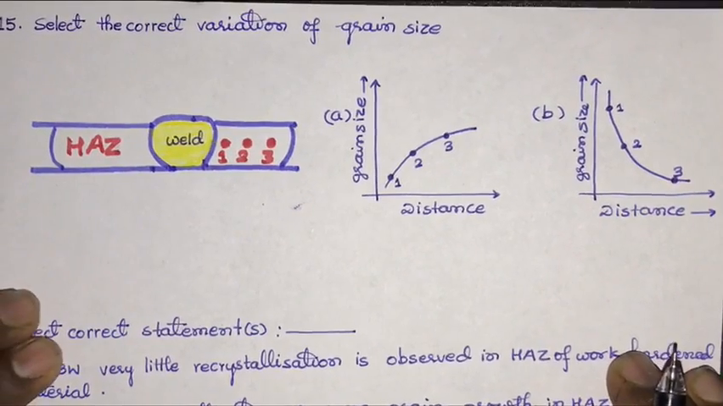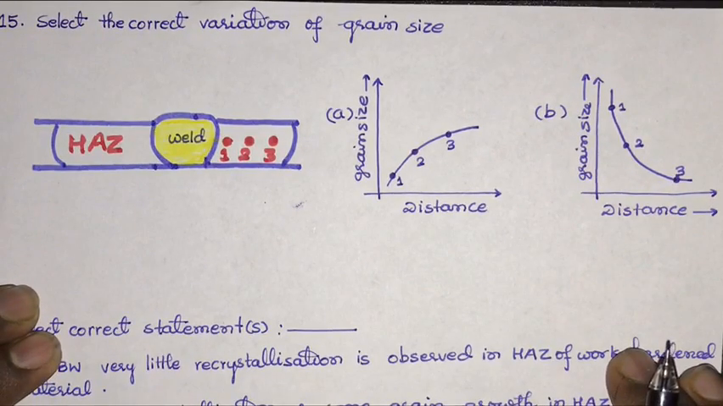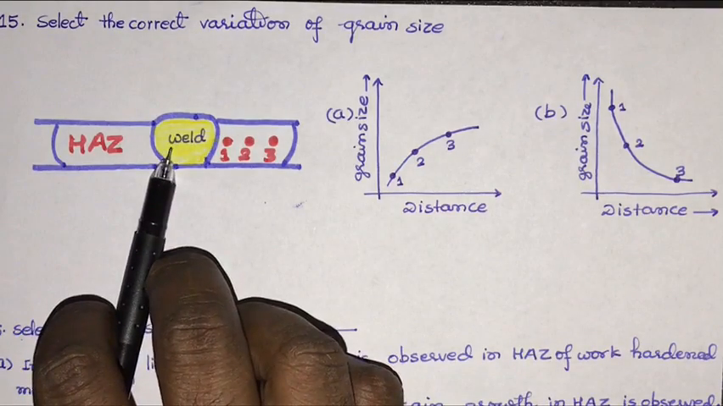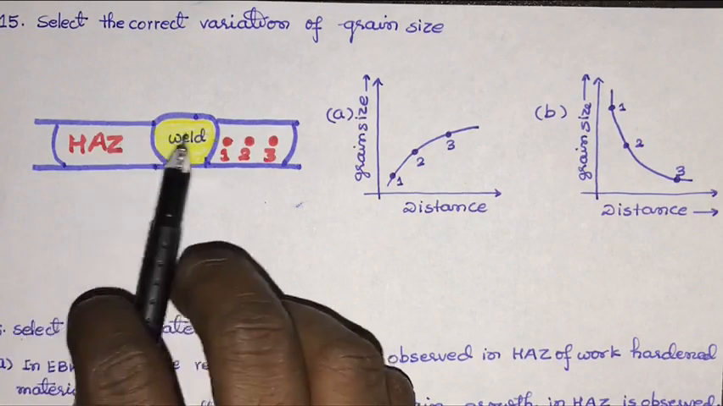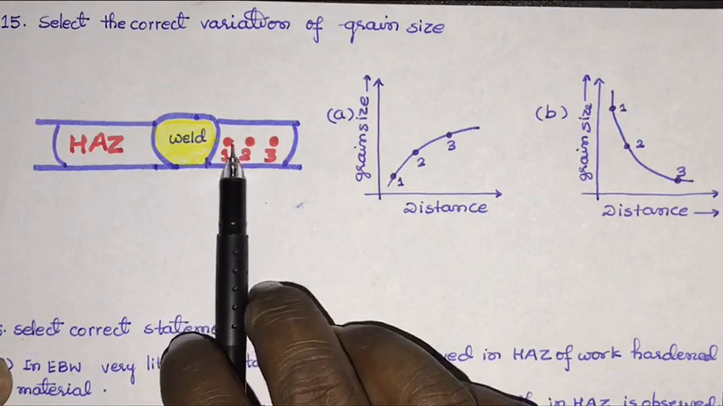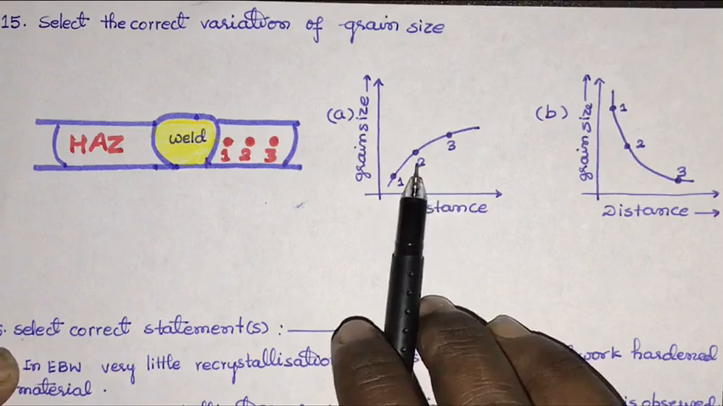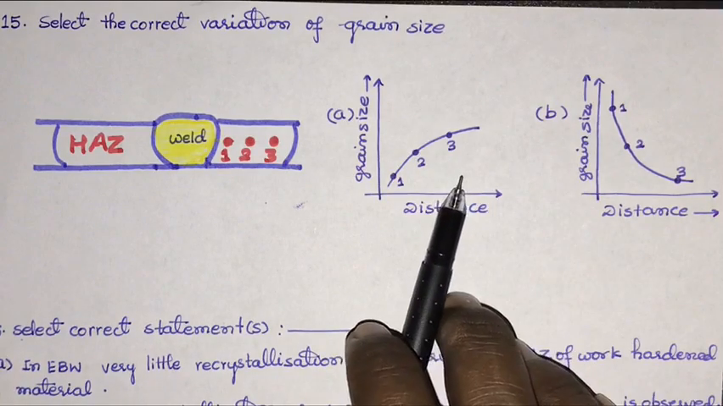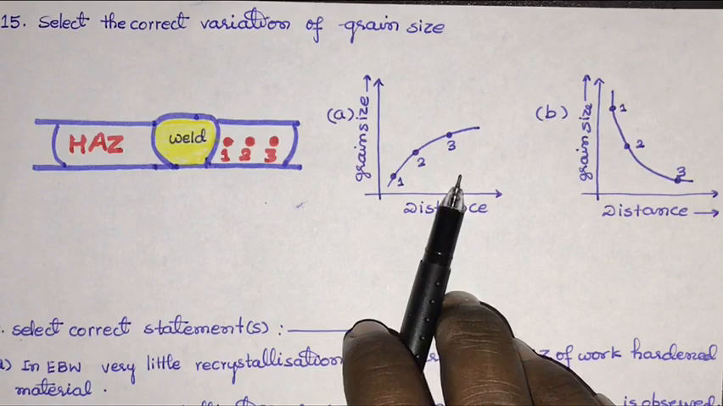Now we have to select the correct variation of grain size. This is the weld and this is the heat affected zone. These are the points 1, 2 and 3. We have to just select the correct graph according to this.